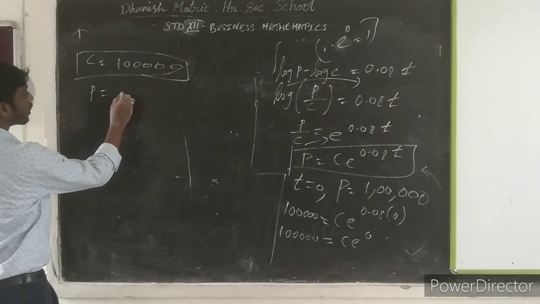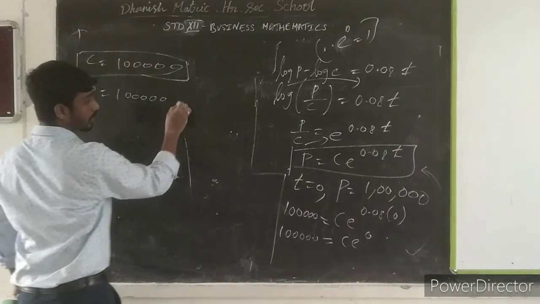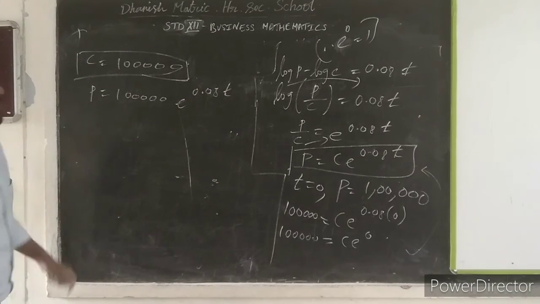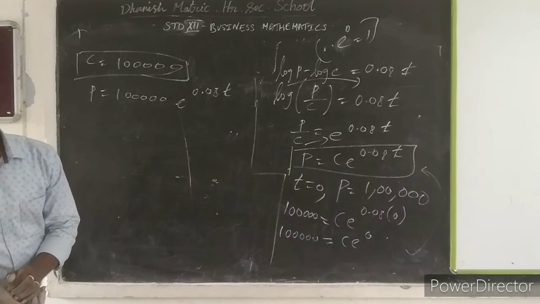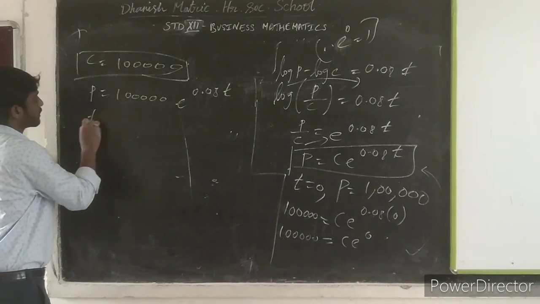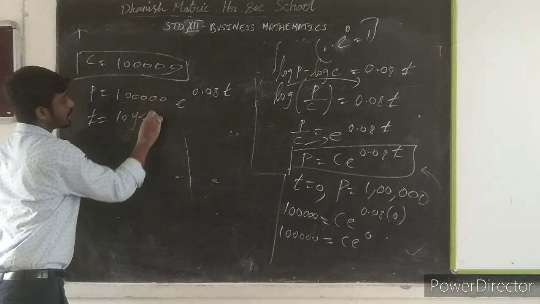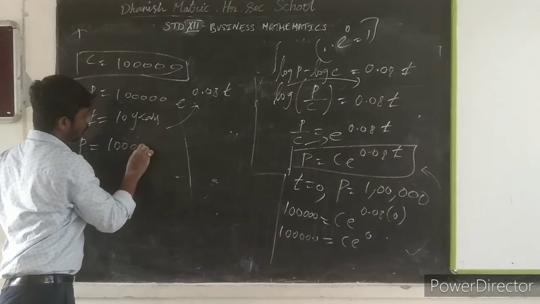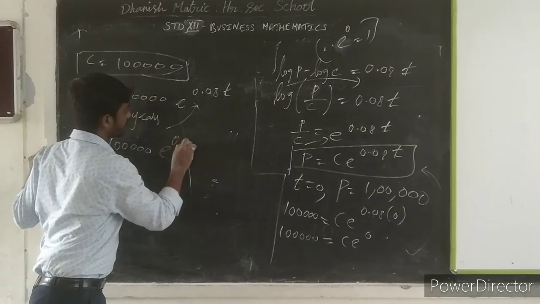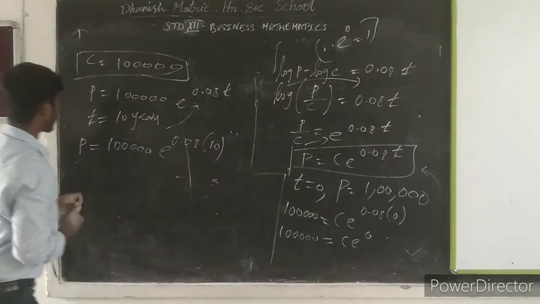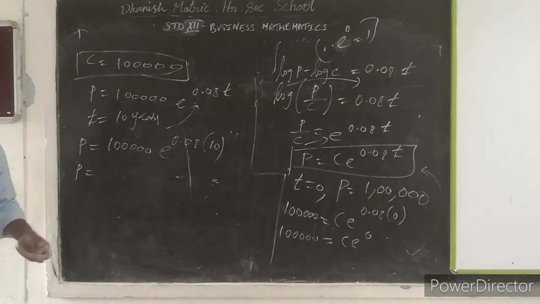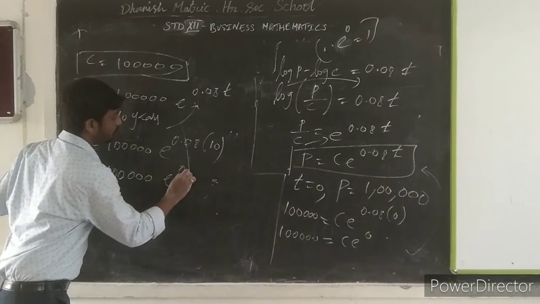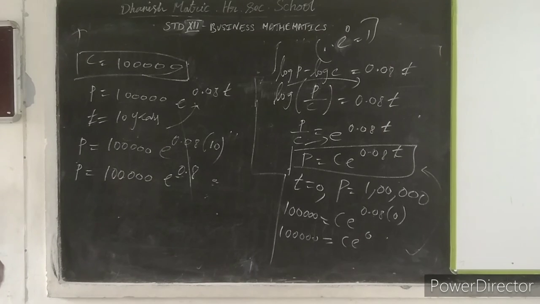Now we substitute the c value into this equation: P equal to 1 lakh e power of 0.08 t. The time period we now know: t is equal to 10 years. Substituting 10 here, we get P equal to 1 lakh e power of 0.08 times 10, so 1 lakh e power of 0.8.